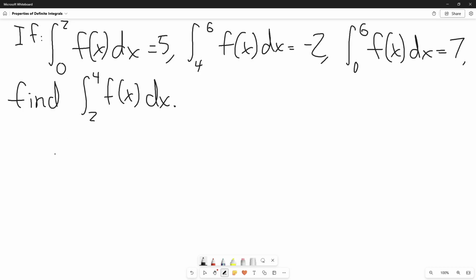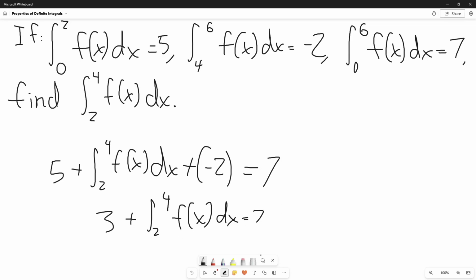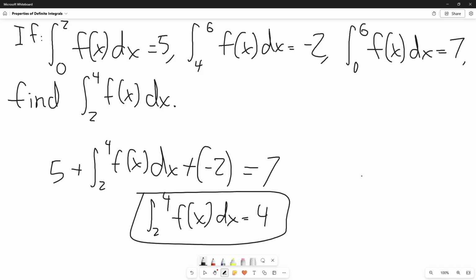So we can say 5 plus, because 5 is 0 to 2, the integral of 2 to 4 f(x) dx plus negative 2, because that's 4 to 6, is equal to 7. And then we get 3 plus the integral of 2 to 4 f(x) dx is equal to 7. And then we get the integral of 2 to 4 of f(x) dx is equal to 4, because 7 minus 3. And that's our final answer.